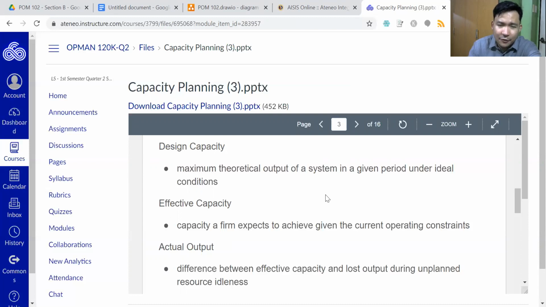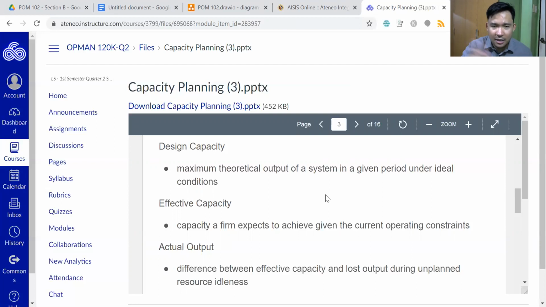So this is the difference between the effective capacity and the lost output during unplanned resource idleness. This takes into consideration a lot of the things that you can't really plan for, like absenteeism, maybe storms, weather interruptions, electrical surges or whatever. So the actual output is what the process actually produced in that specific period of time.